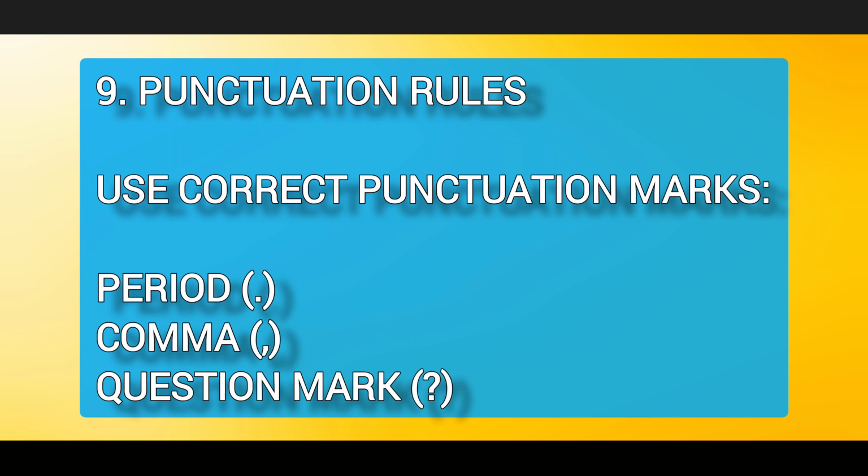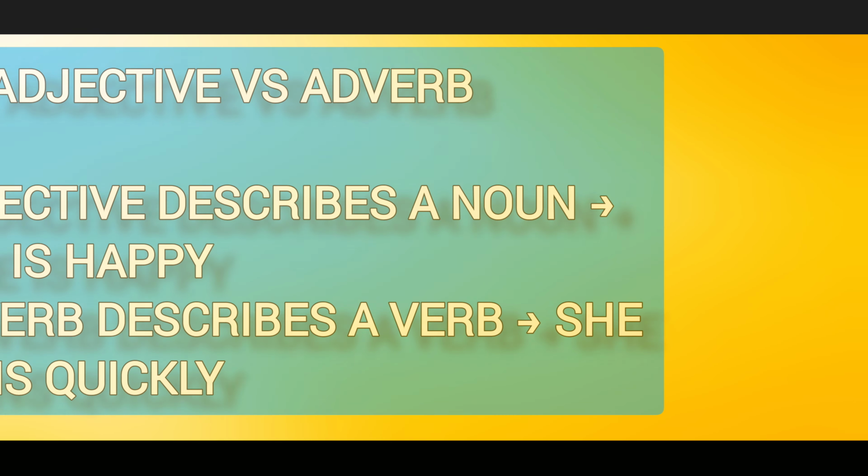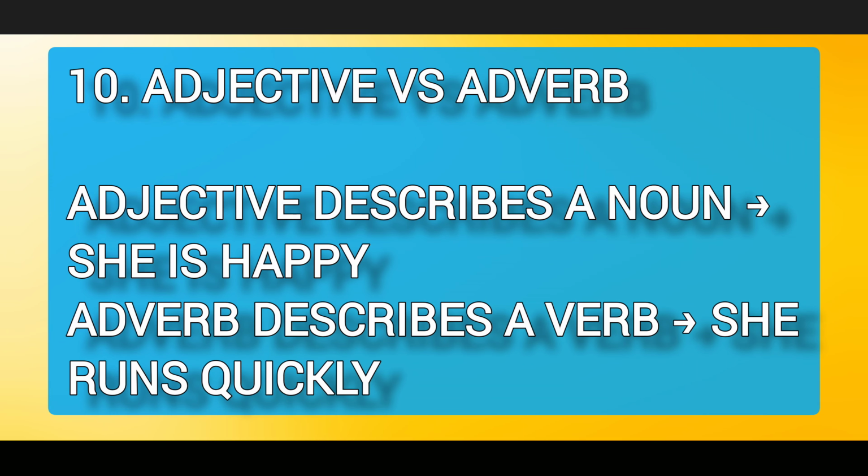And here we go, we have the next rule here. The next rule is adjective versus adverb. Don't get confused with adjectives and adverbs. An adjective describes a noun. For example, she is happy, while an adverb describes a verb. For example, in the sentence, she runs quickly.